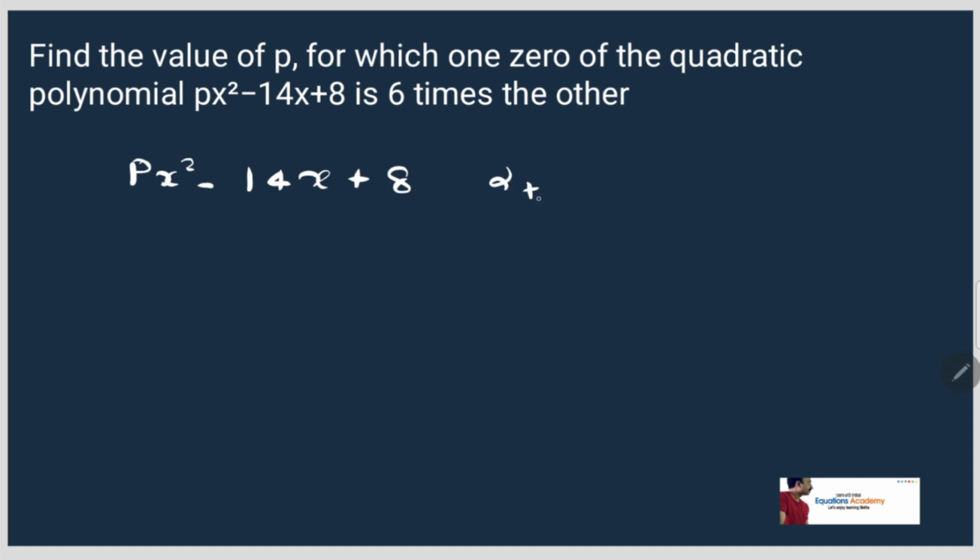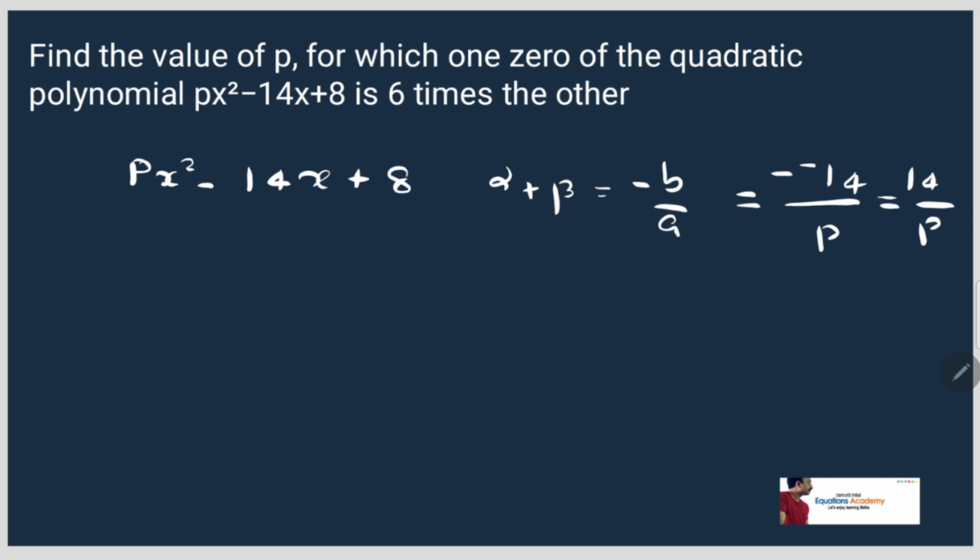So alpha plus beta is equal to minus b divided by a. Here b is the coefficient of x, that is minus 14, and a is the coefficient of x square, that is p. So we get minus of minus 14 divided by p, that means plus 14 by p. This is alpha plus beta.